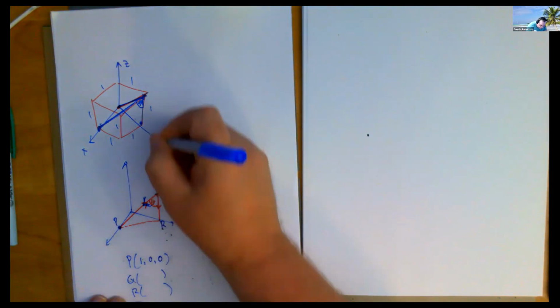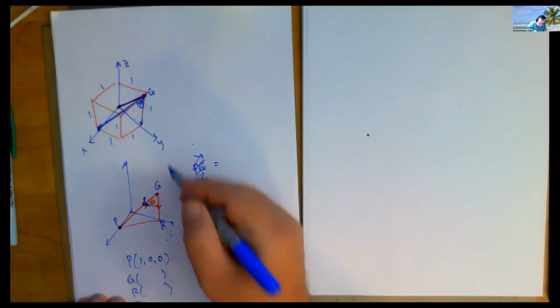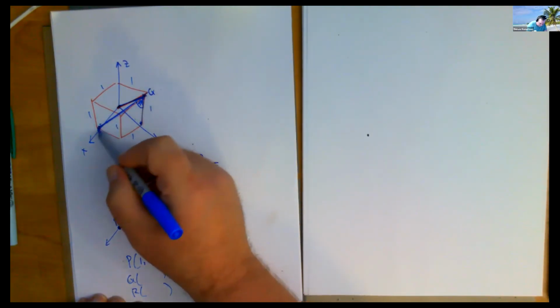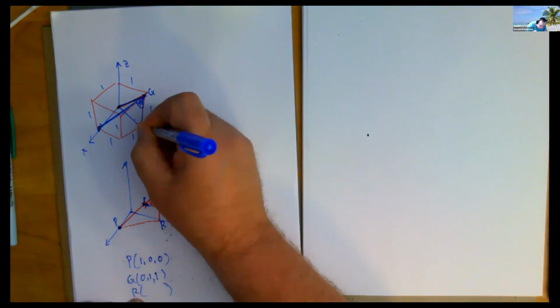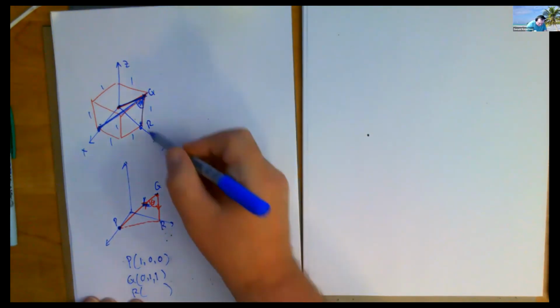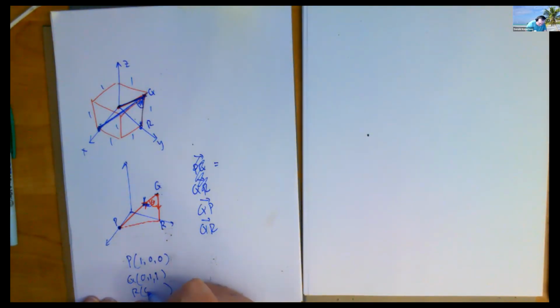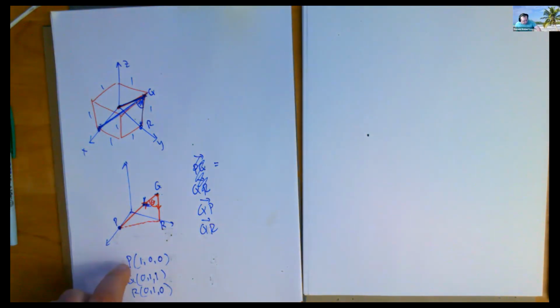Now I want to get Q. Q is here. Now what does Q look like? 0 in the X, 1 in the Y, 1 in the Z. Now R is this guy down here. And R is 0 in the X, 1 in the Y, and 0 in the Z. So what I've done is I've found the coordinates of P, Q, and R.